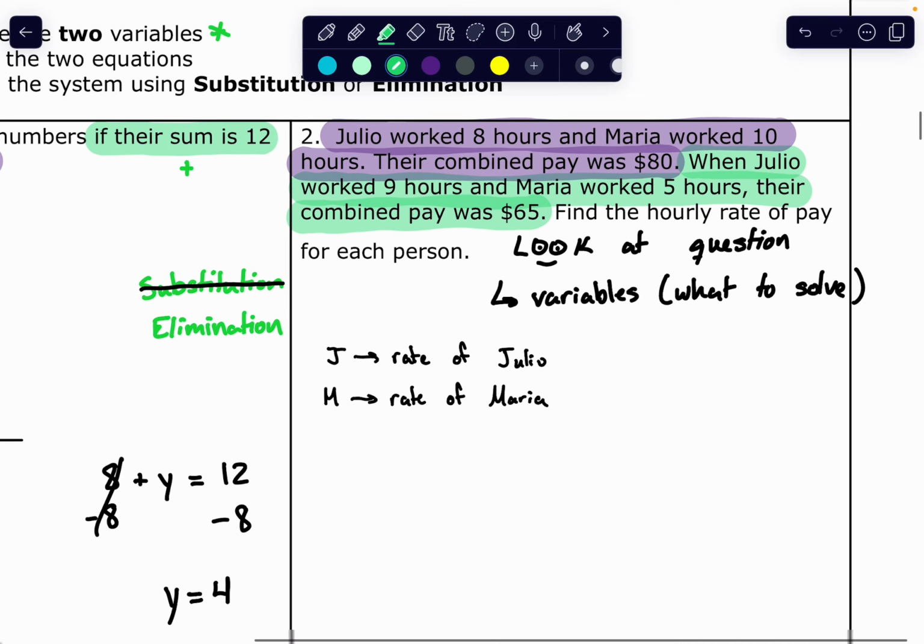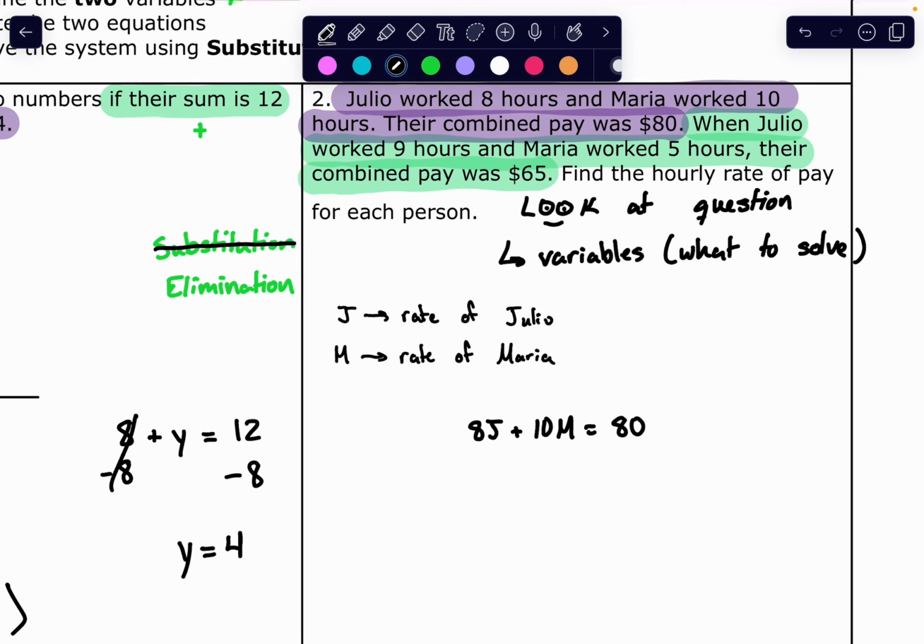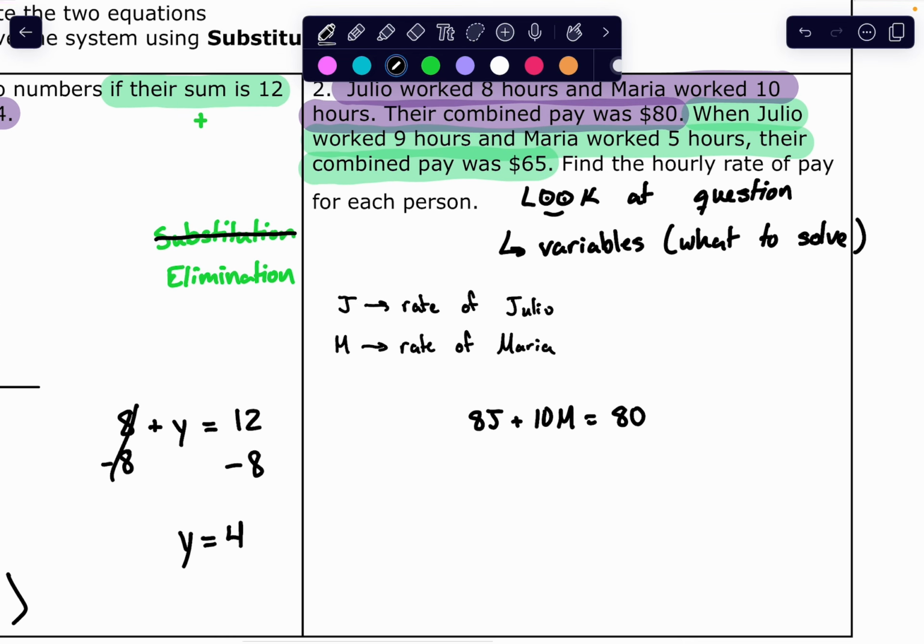So if I were to turn that into an equation now, Julio worked 8 hours. 8 hours corresponds to Julio. And Maria worked 10 hours. Again, combined means add. Their combined pay was $80. Can you think of what the second equation is going to be? That is going to be 9J and 5M is equal to 65.